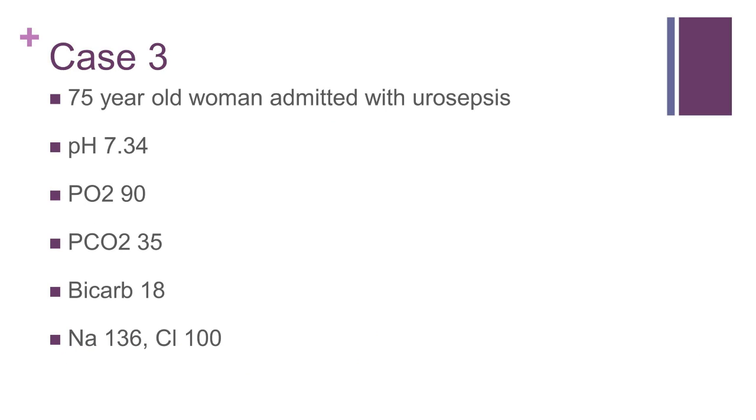In our next case, we have a 75-year-old woman admitted with urosepsis. Her blood gas shows a pH of 7.34, PO2 of 90, PCO2 of 35, and a bicarb of 18. Her pH shows she is slightly acidemic. The bicarb is low, which means this is a primary metabolic acidosis.